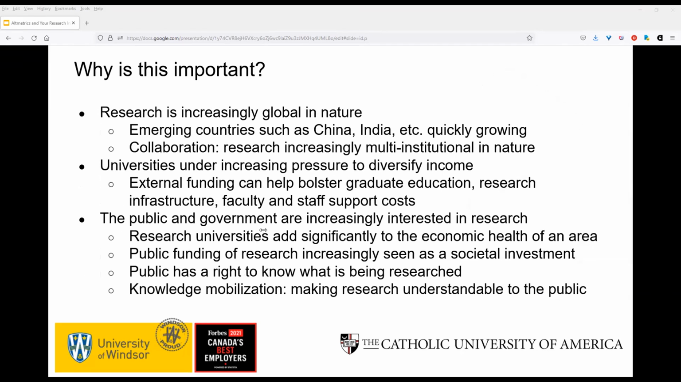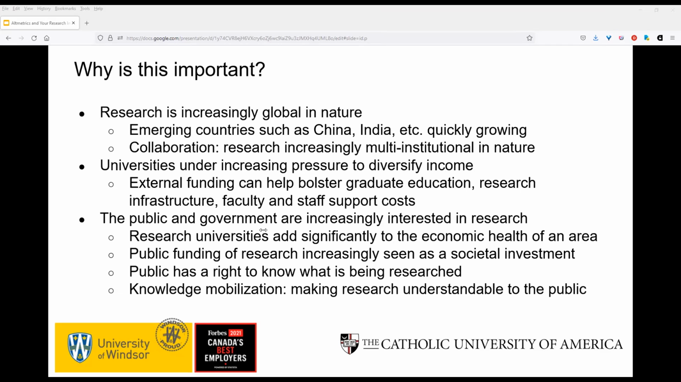All right, so why is this important? Why are you showing up today? There are three primary themes that come to mind here. The first theme is that research is increasingly global in nature. This can take the form of countries such as China, India, and others who are quickly creating a vast amount of scholarship. So a big question is, how can we ascertain their importance in a meaningful way?